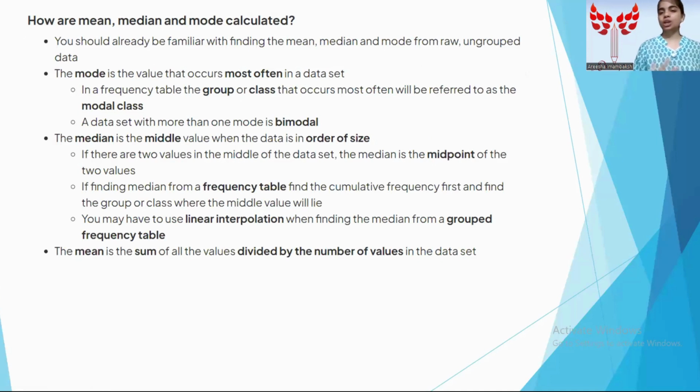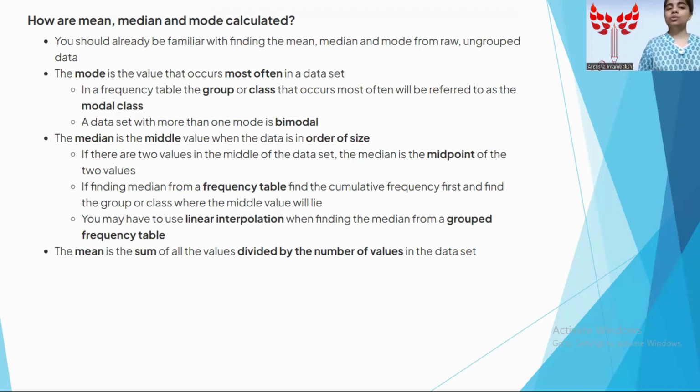Mode is the value which occurs the most often in the data set. And when you have a frequency table, right, which has a range of values, a group or a class of values, that would be referred to as the modal class. And if there is more than one mode, then that data set is basically bimodal, right? Bimodal. And why is it bimodal? Because obviously bi means 2, right?